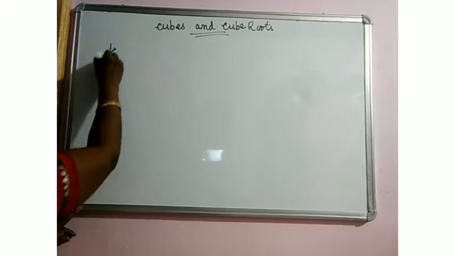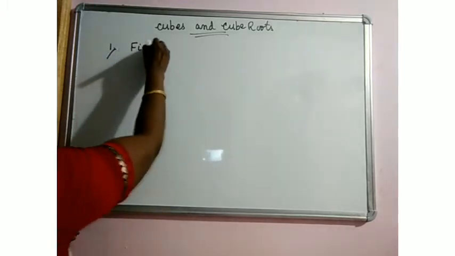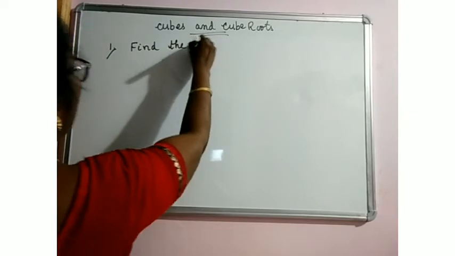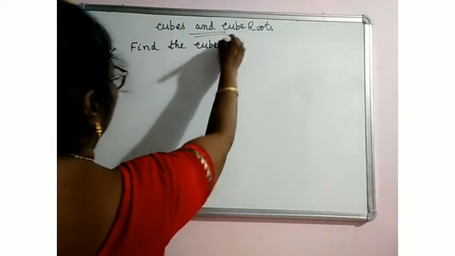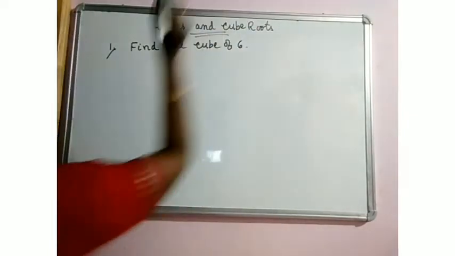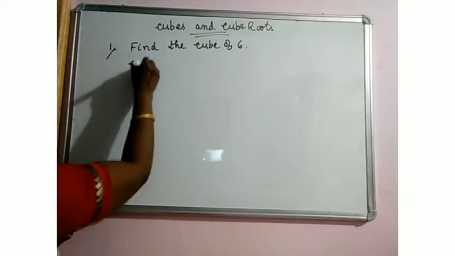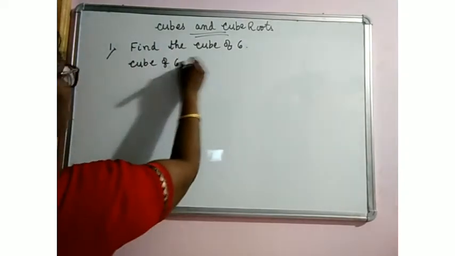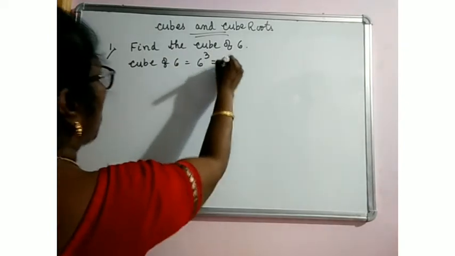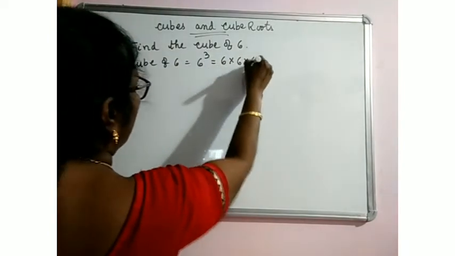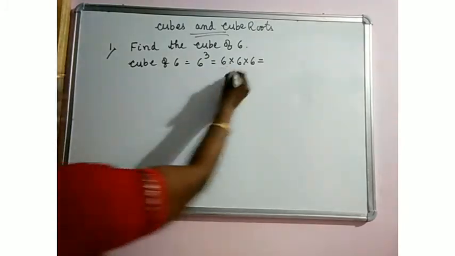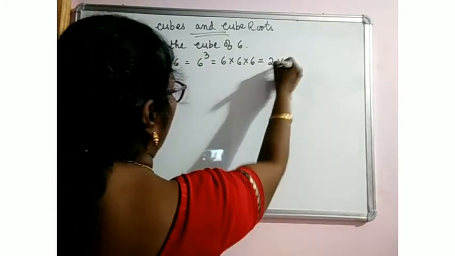Let us see how to find the cube of a number. Find the cube of 6. If you want to find the cube of 6, cube of 6 means 6 cubed. You have to multiply 6 three times. 6 6s are 36, 36 6s are 216.